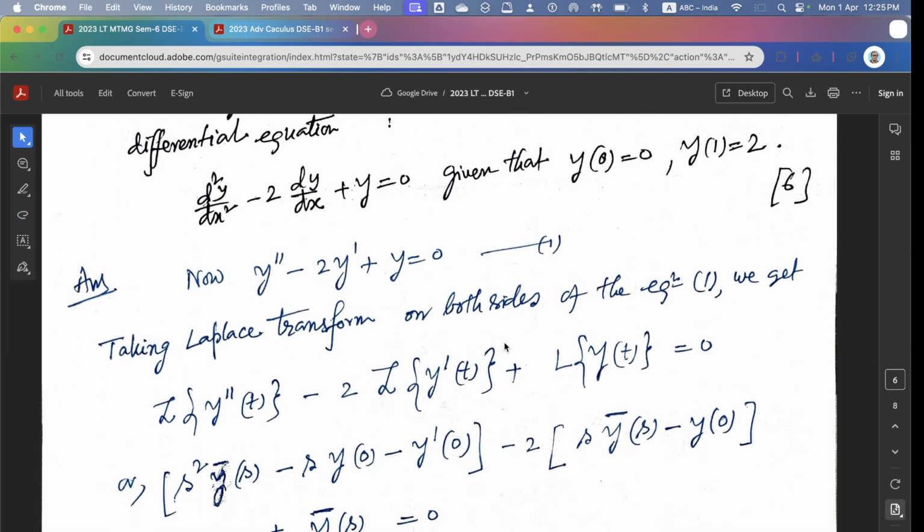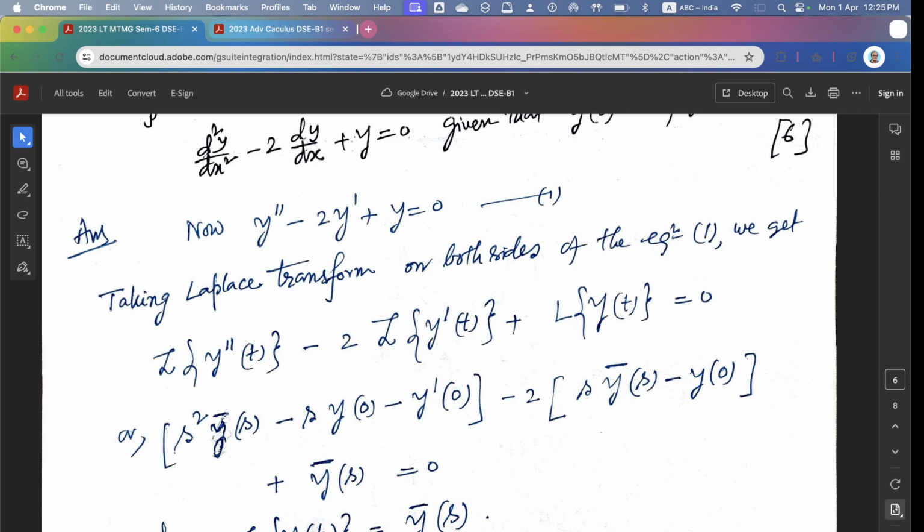Taking the Laplace transform on both sides of the given equation, we get L of y double dash minus 2 L of y dash plus L of y equal to 0. So s square y bar(s), where y bar means the Laplace transform of y(t), equals y bar(s), minus s into y(0) minus y dash(0), minus 2 into s y bar(s) minus y(0), plus y bar(s) equals 0.